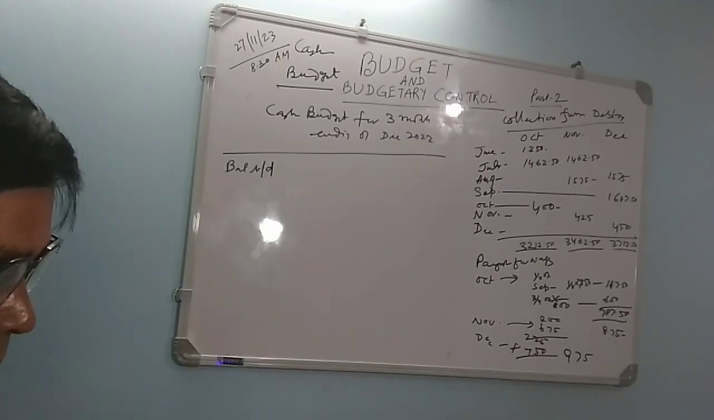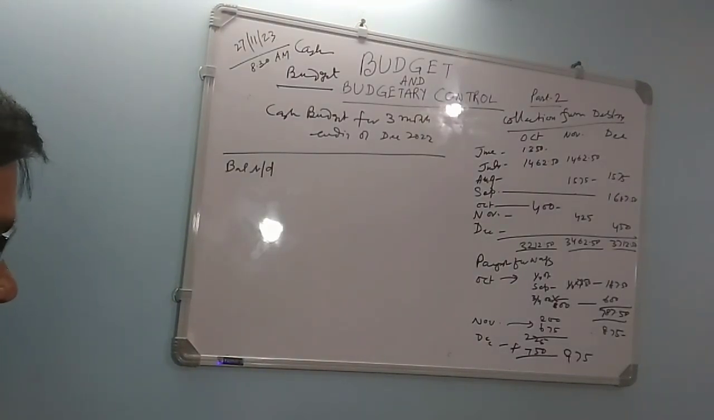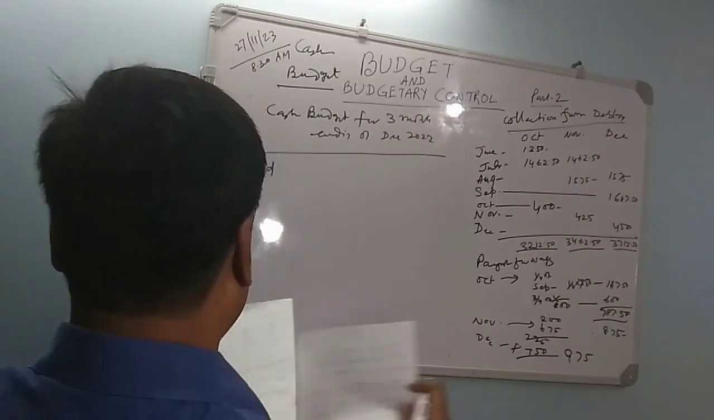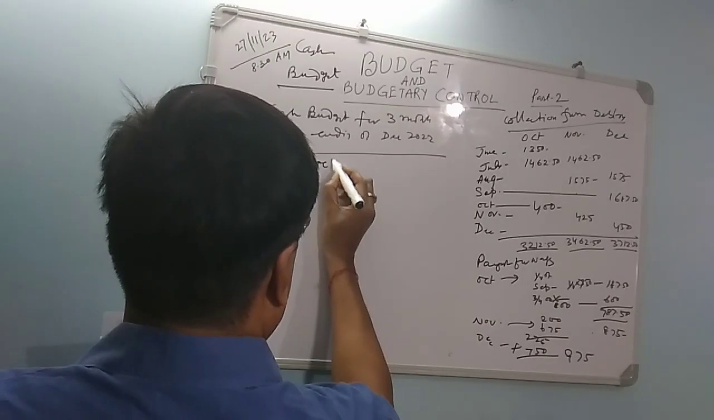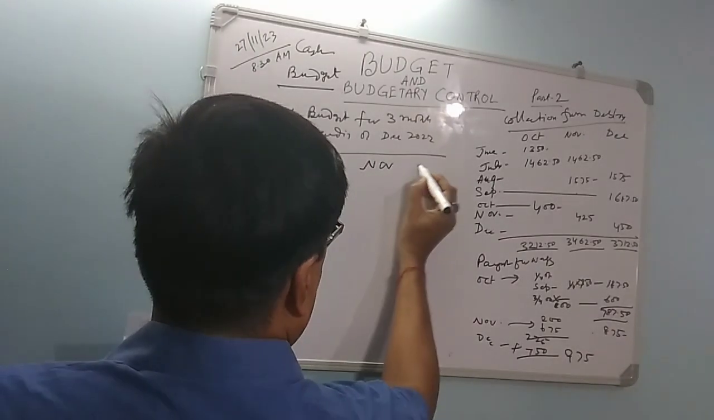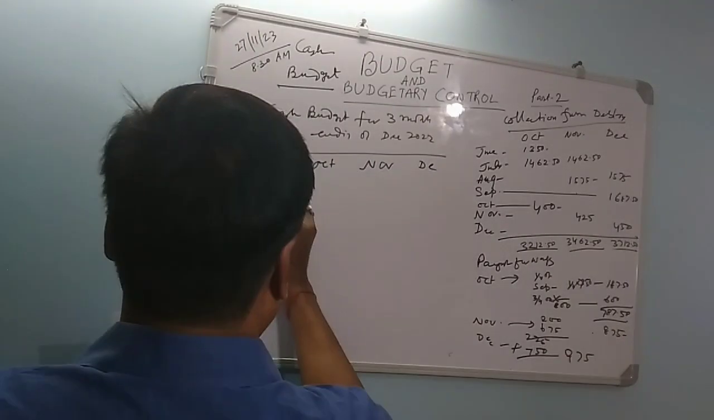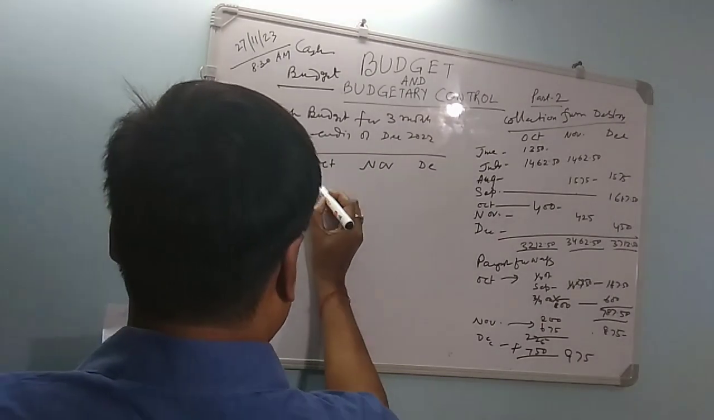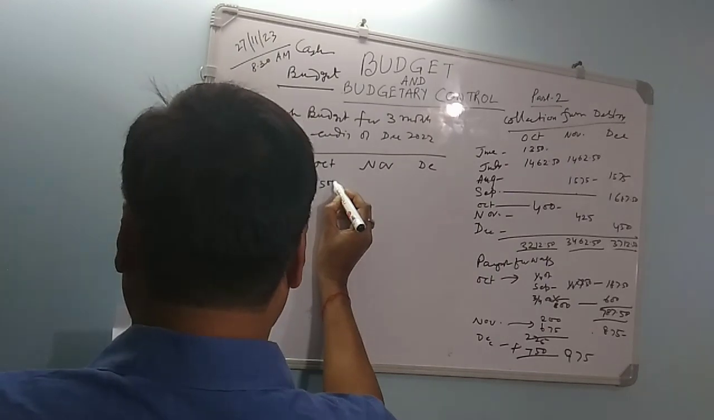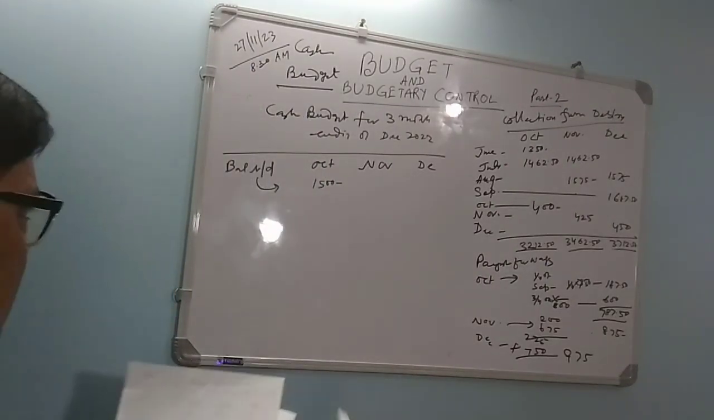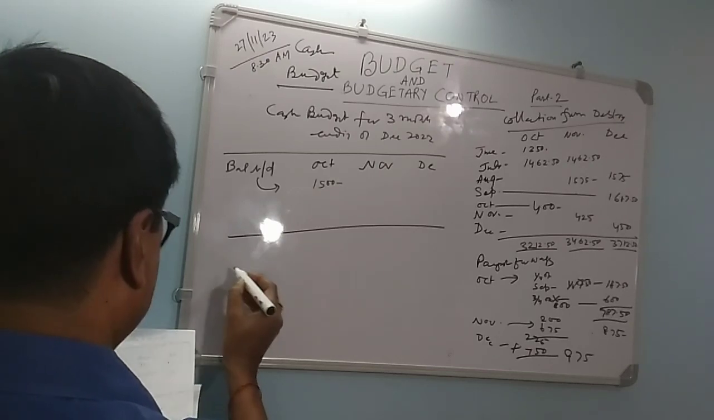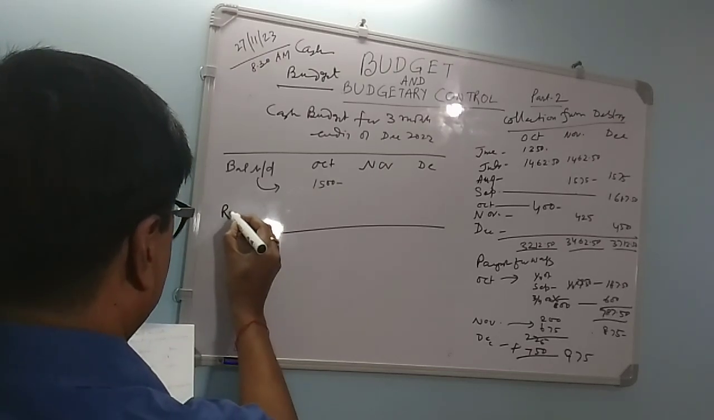As given in our problem, the expected cash balance on 1st October is 1500. So we have to prepare it for three months: October, November and December. You have to start the cash balance with 1500. Then your payments are there. What are your receipts?